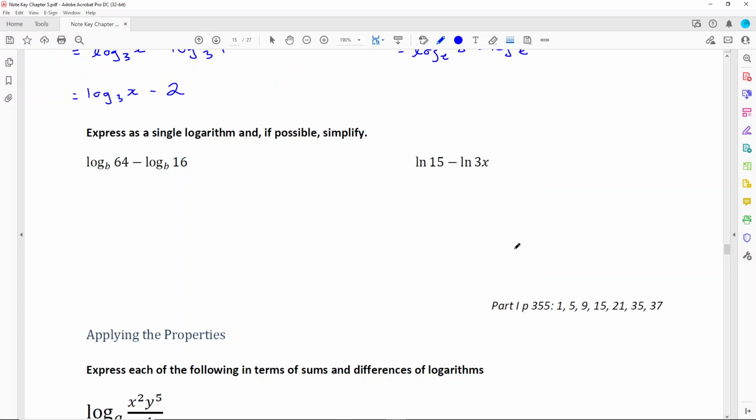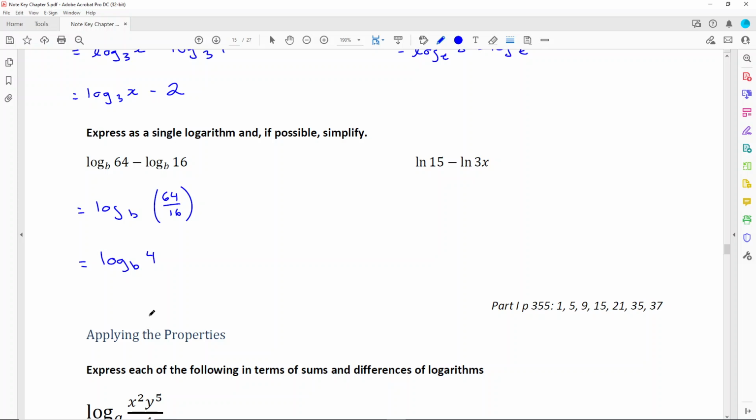All right, now let's go backwards. So to go backwards, what you're going to do is notice that this is log to the base b of 64 minus log to the base b of 16. So since it's a difference, I can combine them as a quotient. So this is going to be a single logarithm, log to the base b of 64 divided by 16. And then you want to simplify if you can, and 64 divided by 16 is 4. This is log to the base b of 4, and that's as far as I can go.